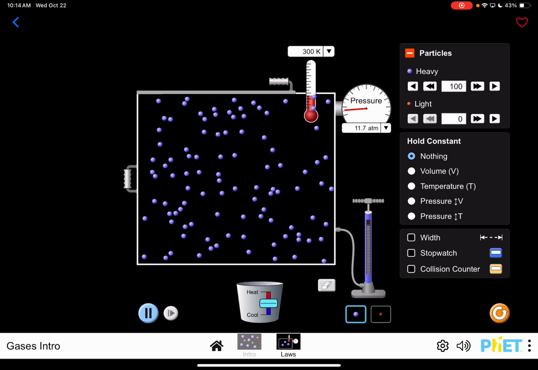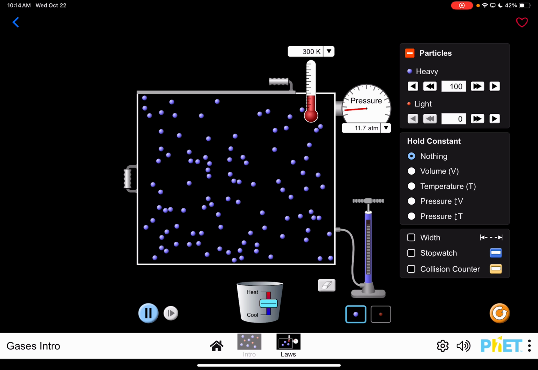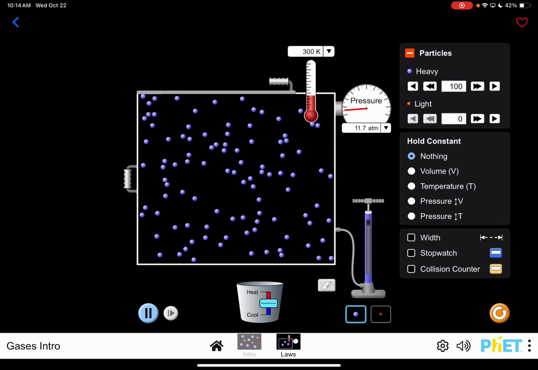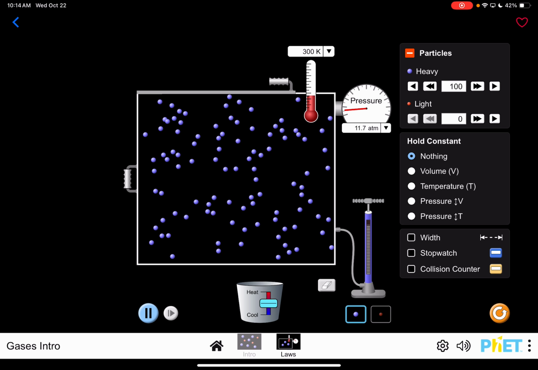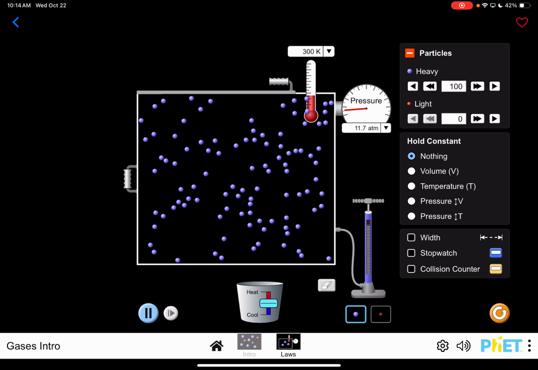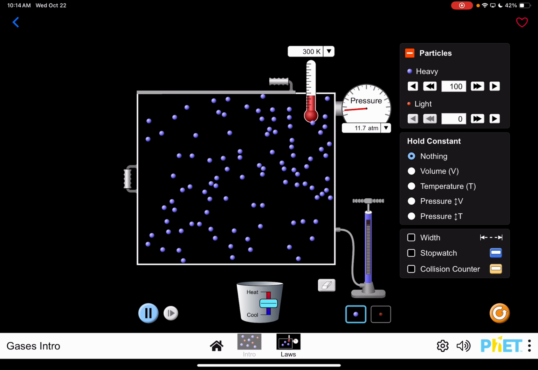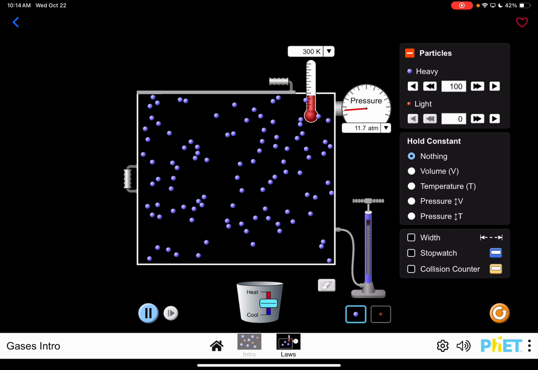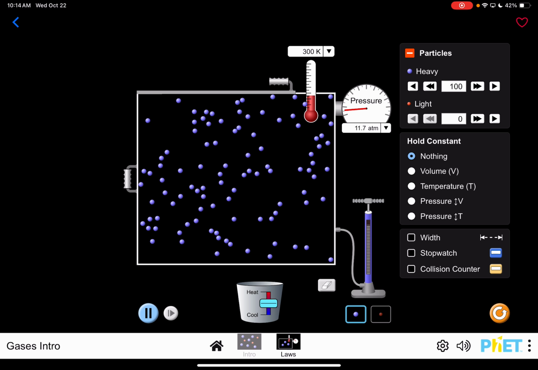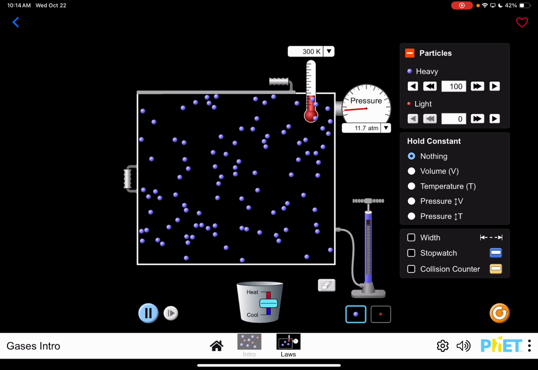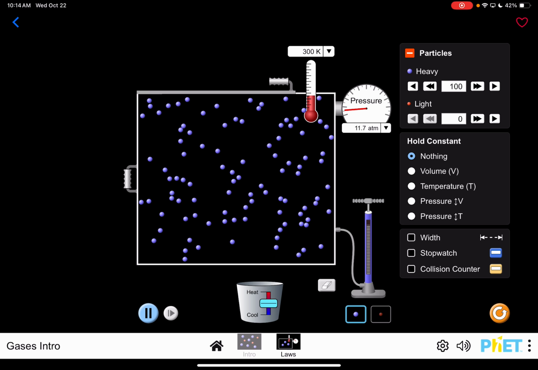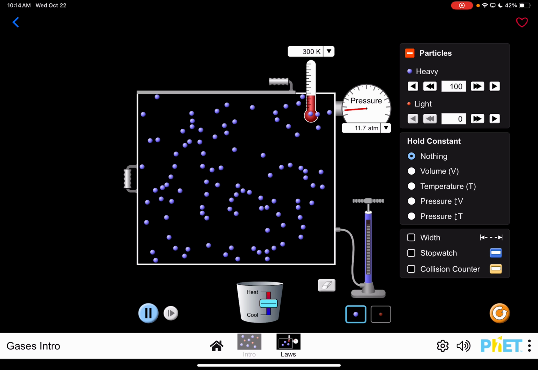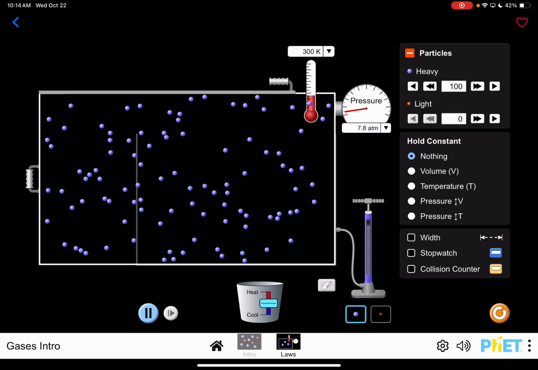Next, volume and pressure. I'm going to leave the container like it is, and leave the number of gas particles like it is, but I'm going to make the container bigger. Before I do that, I want you guys to think of that definition of pressure, that it is how often the particles hit the sides of the container, and guess, is the pressure going to go up or down when I make the container bigger? Keep it in your head, but just take a guess. And watch the pressure gauge as I drag this out.